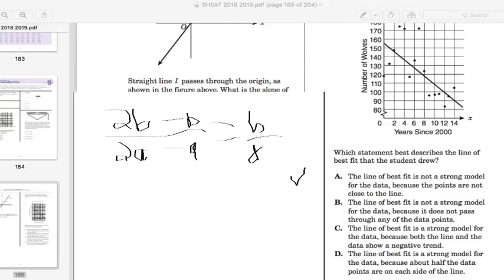Okay, B: the line of best fit is not a strong model for the data because it does not pass through any of the data points. Well, that seems to be false because the 2002 dot certainly connects to the line. I don't know if it exactly touches it, but it's there. And the almost 2013 dot almost connects to it too. So to say it doesn't pass through any, I don't buy it. So I'm going to rule that one out.